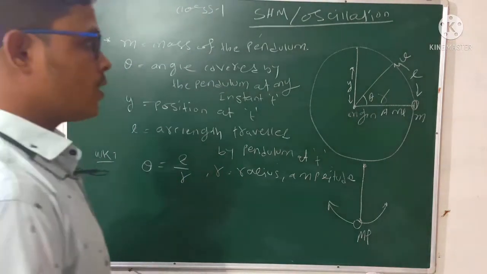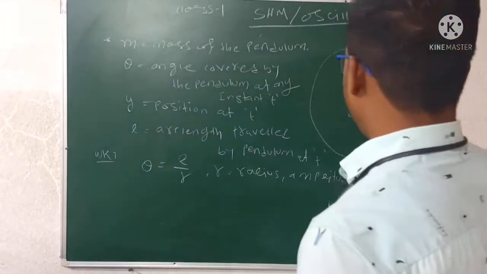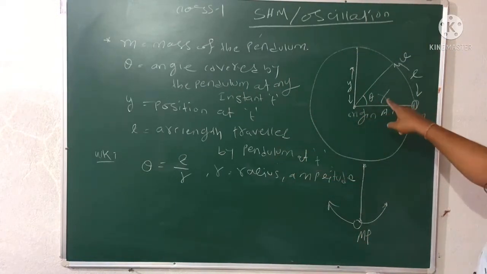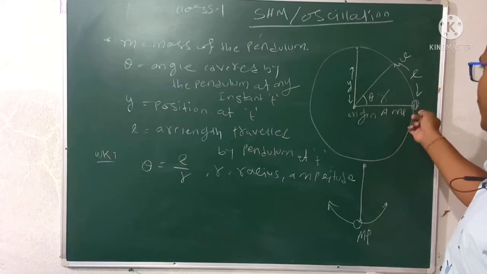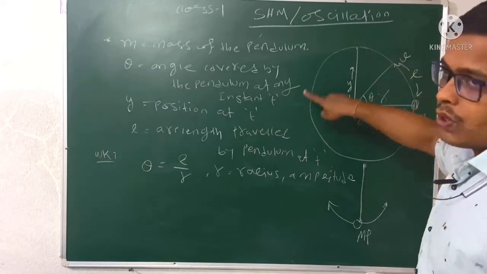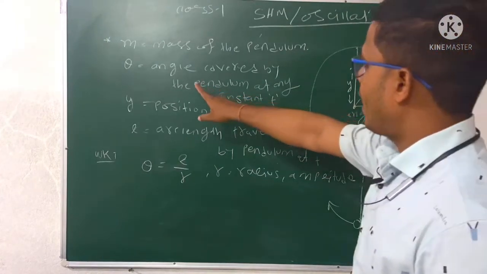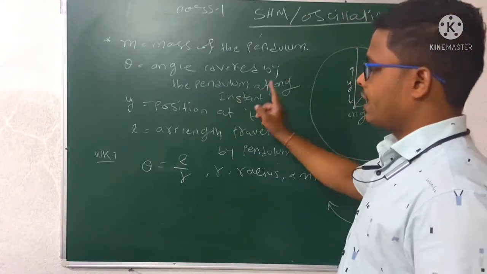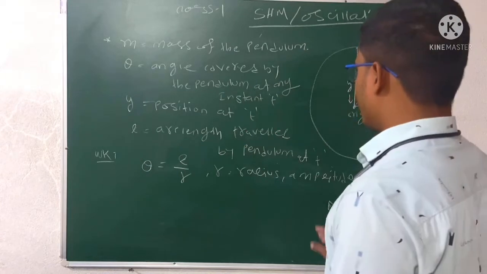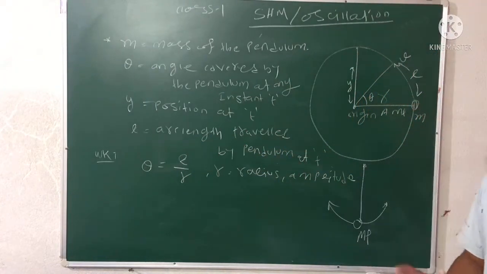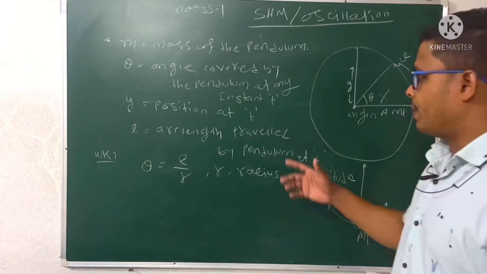Let us consider a simple pendulum here having radius R. Later we will call it the amplitude. So R is the radius now, and it is rotating in a circular path with velocity v. Let theta be the angle covered by the pendulum at an instant of time t, let L be the arc length traveled by the pendulum at time t, and Y is the position at an instant of time t.